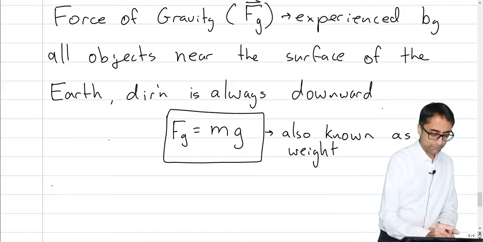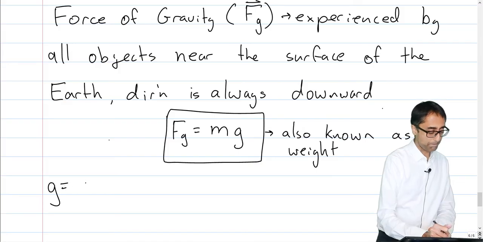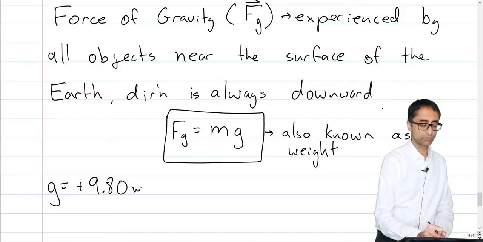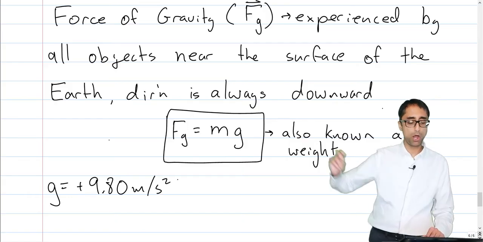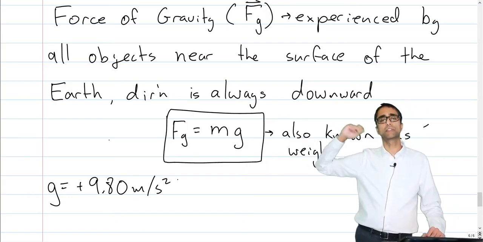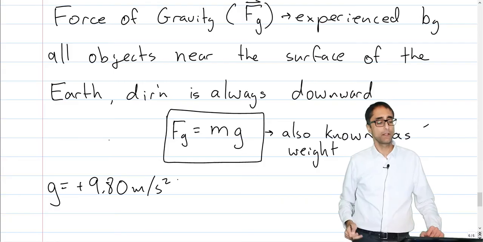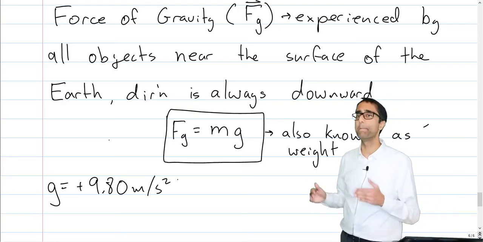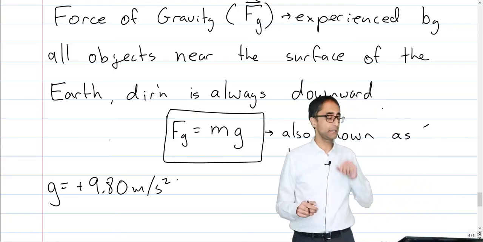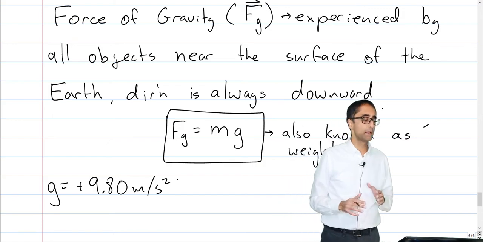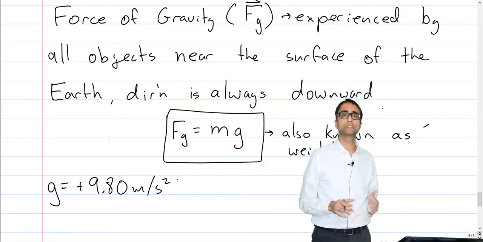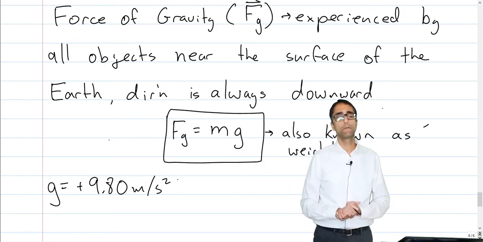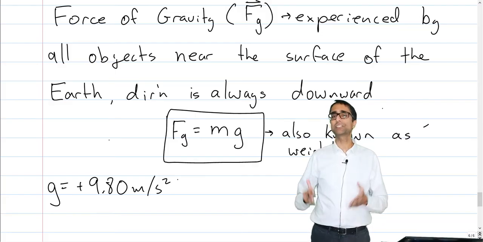And so our g, please remember, is positive. It's the only time I ever write the positive. I just want to stress it's positive 9.80 meters per second squared, not negative. We are calculating the magnitude of the force. It's equal to mass times gravity, where gravity is positive, mass is positive, you get a positive force. But that's just the magnitude.